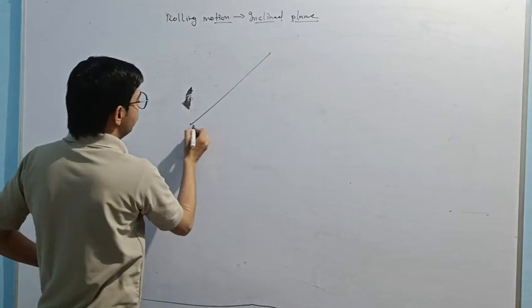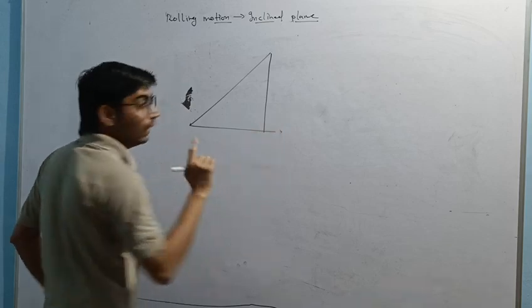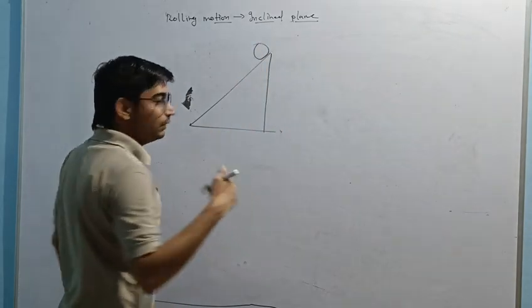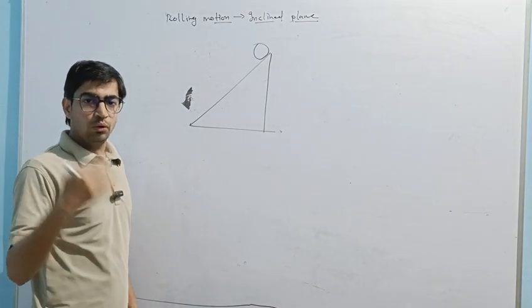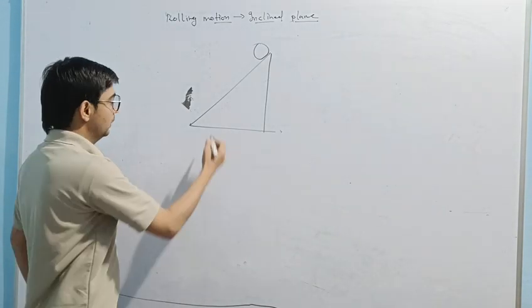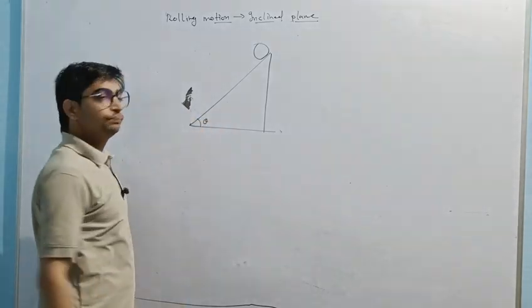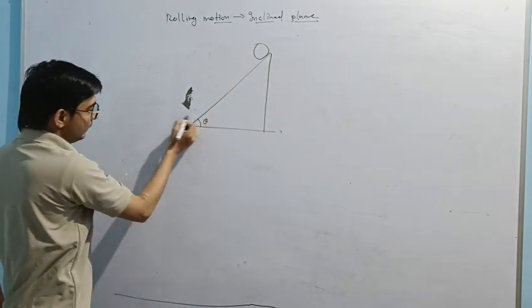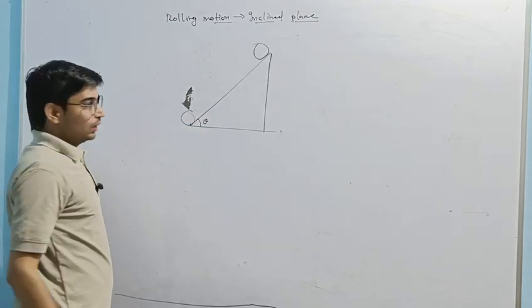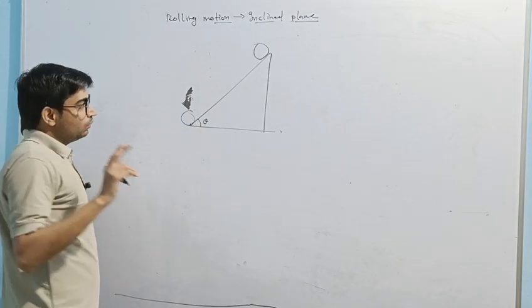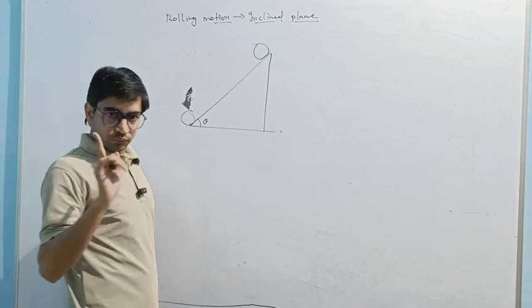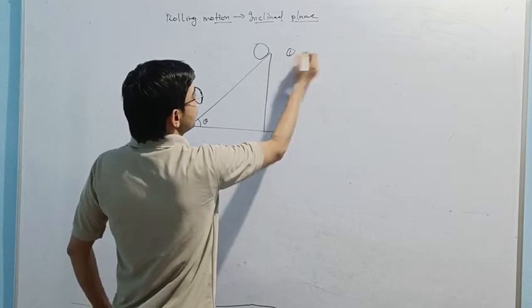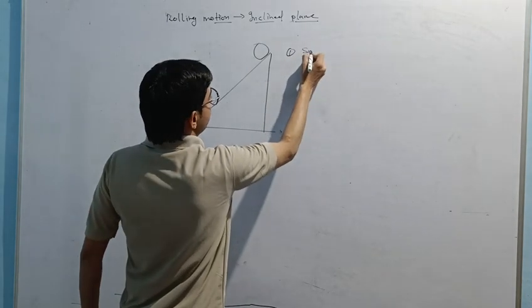So we have a scenario like this. Here an object is placed at this position. It can be ring, solid sphere, hollow sphere, cylinder. This angle is theta, let's say. This object will roll down and reach this point, right? I am taking two cases here. First one, if the surface is smooth. First case, the surface is smooth.